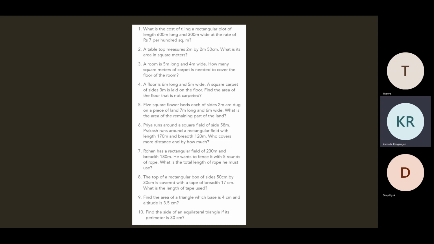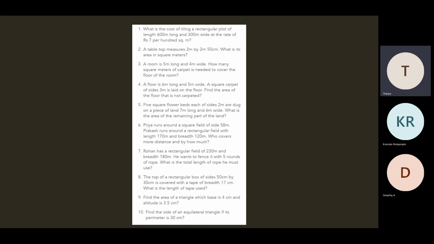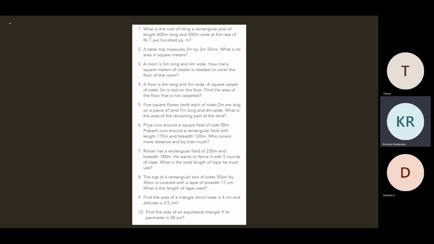So there are two different fields. One is a square field, one is a rectangular field. Priya goes one round around the square field, while Prakash makes one round around the rectangular field. The question is who covers more distance and by how much? So when it is distance, will you find area or perimeter, children? Perimeter. So when it is distance, you will have to find perimeter. Let's find the perimeter of the square field.